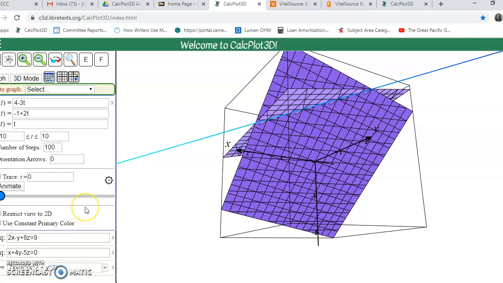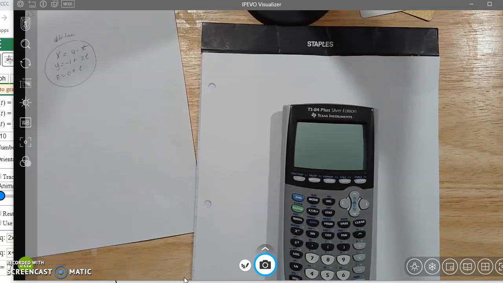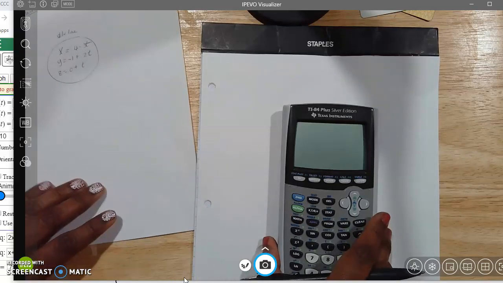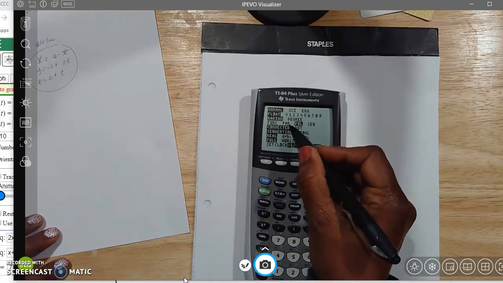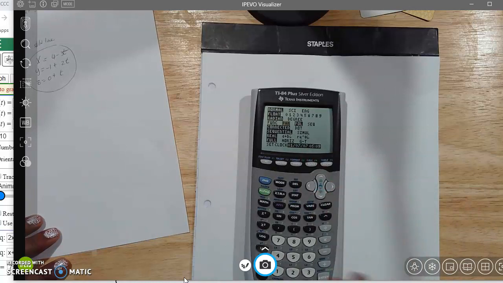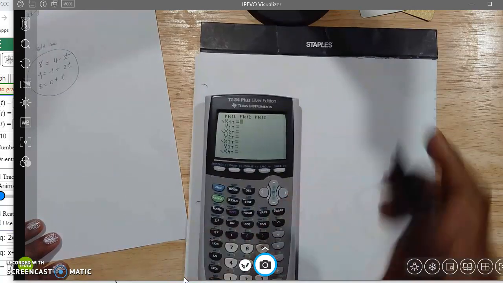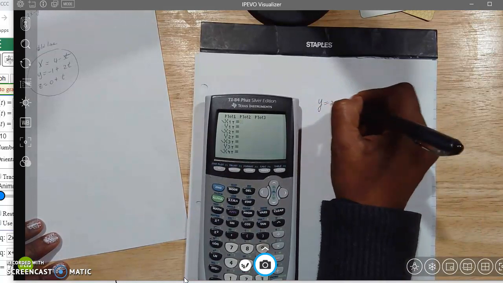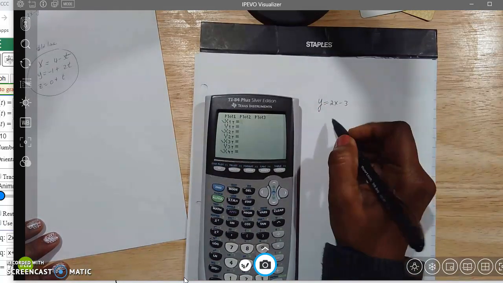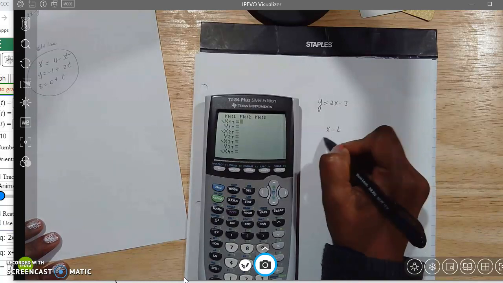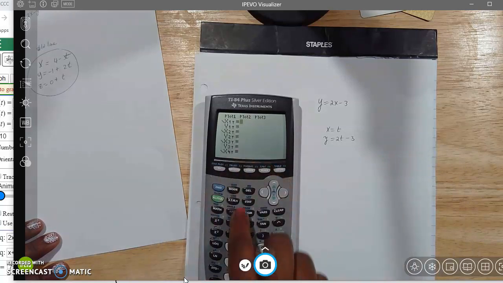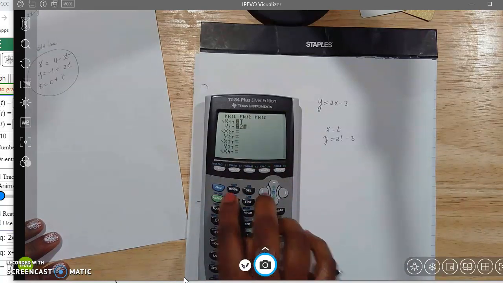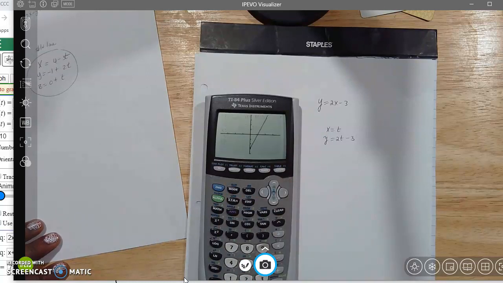Okay, and I'm going to go to my document camera next. So in Calc 2, which you probably took a while ago, you saw on your graphing calculator a parametric mode, PAR, right there. So I'm going to go to that. Let's say you have an equation like y equals 2x minus 3. Parametric form for that would be: you could let x be t, then y would be 2t minus 3. So I'm going to input that in there. X is t, and this is 2t minus 3. Okay, and you get the graph of a line.